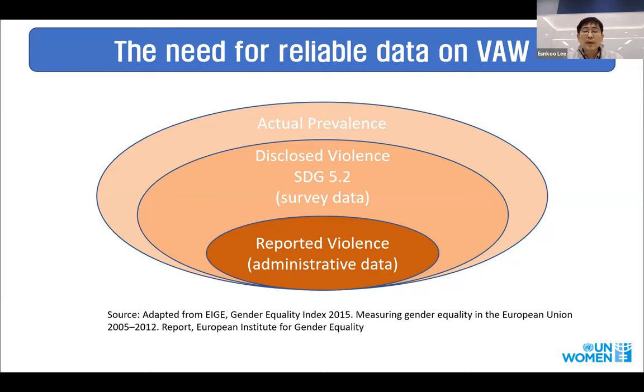In regards to estimating the prevalence of violence against women, as shown in the diagram on the screen, admin data cannot provide an estimate of the true prevalence of violence against women because only a small portion of acts of violence are reported. Studies in many countries show that among women who have ever experienced violence by an intimate partner, less than 10% seek help from these support services.